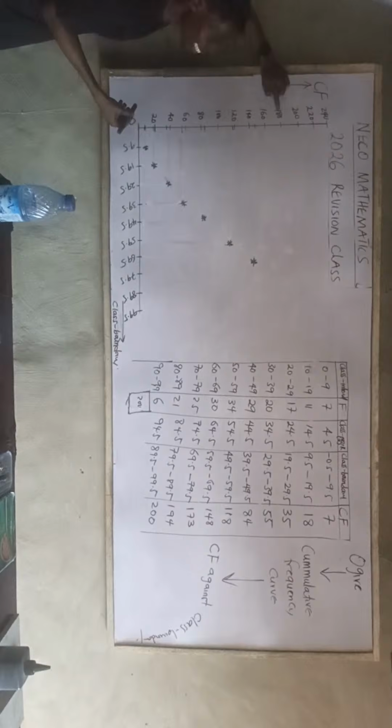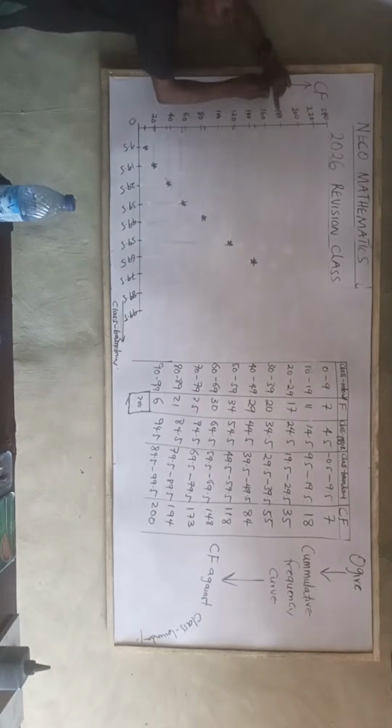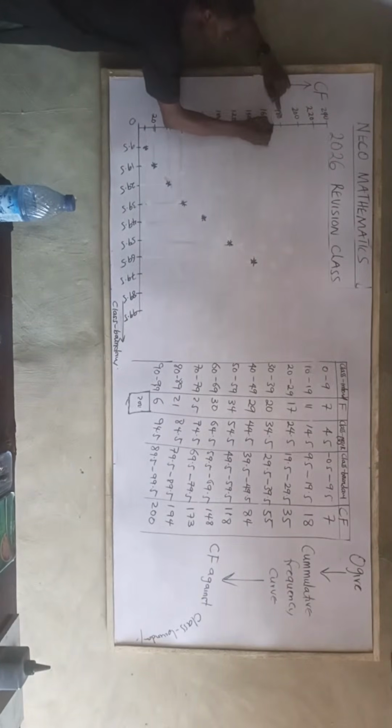174. Okay, let me get it from 180 here. If I go 1 box below 180, what is that? 178. Another box below it, 176. Another box below it, 174. So we've got how many boxes below 180? 3 boxes below 180. 3 boxes. 1, 2, 3. So let me now have that here.